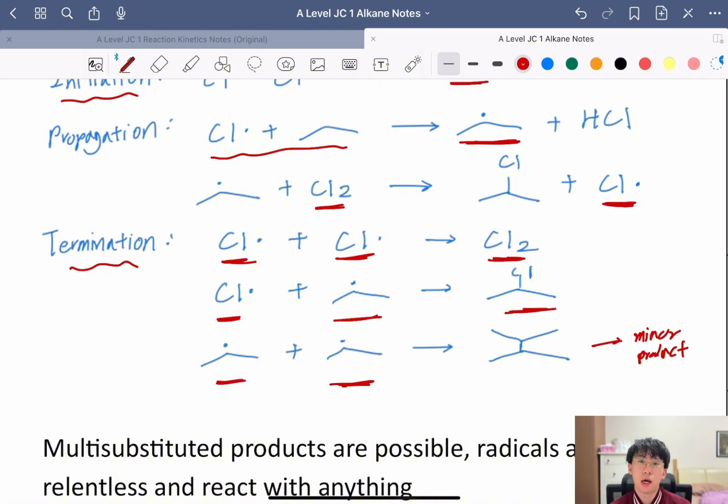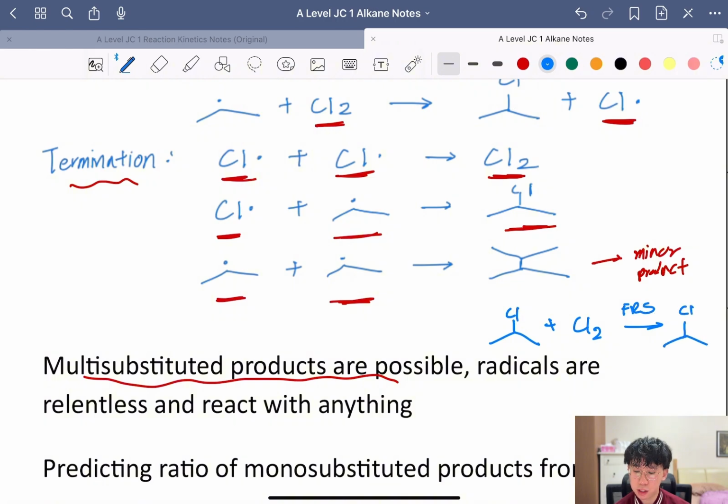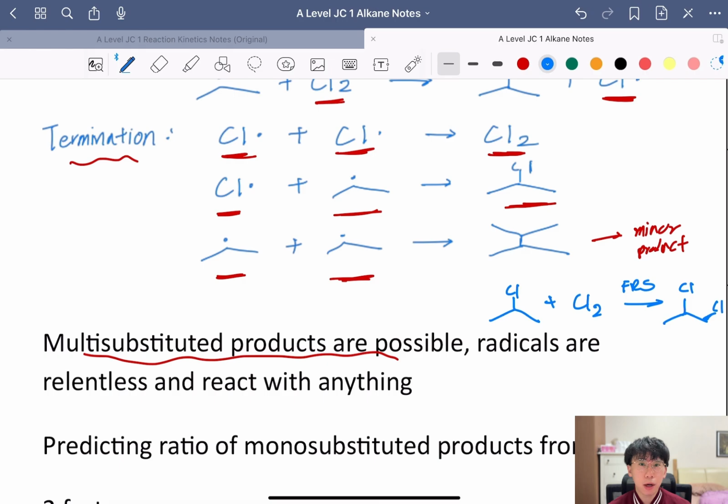Do take note that multi-substituted products are possible, and that's because radicals are just relentless. Again, I must emphasize that radicals react with anything possible. So for example, let's say you have your product over here. It can undergo another free radical substitution and form a multi-substituted product like this. And because of that, it's important to use limited halogen in your reagents and conditions in order to maximize the amount of mono-substituted products as possible.